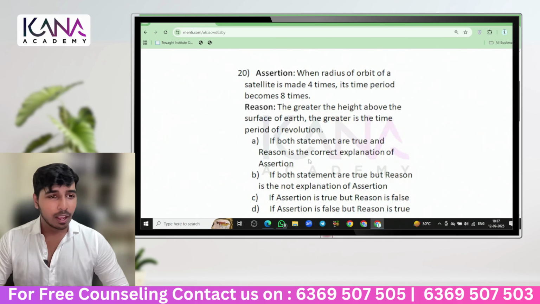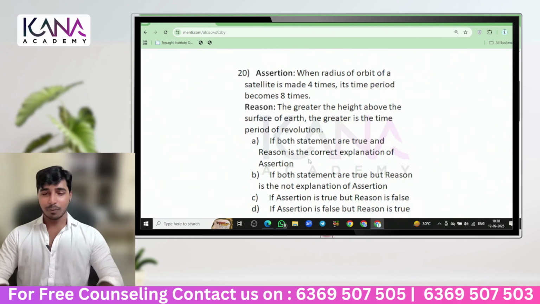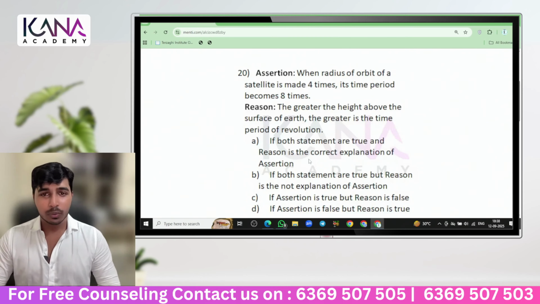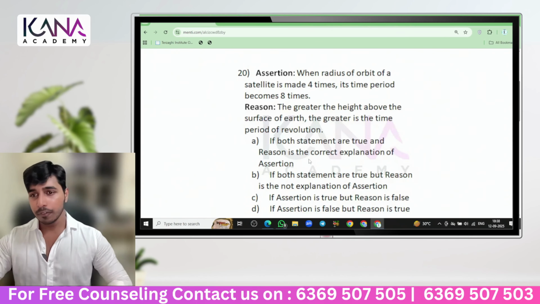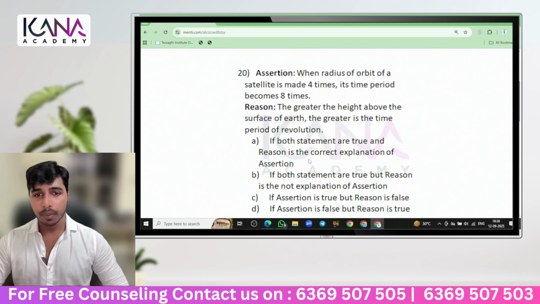The options are: both assertion and reason are true and the reason is the correct explanation of the assertion; or it is not the correct explanation; or assertion is true but reason is false; or reason is true but assertion is false. Check it out in the options below. Choose the right answer. You guys have a few seconds left. Attempt as soon as possible.